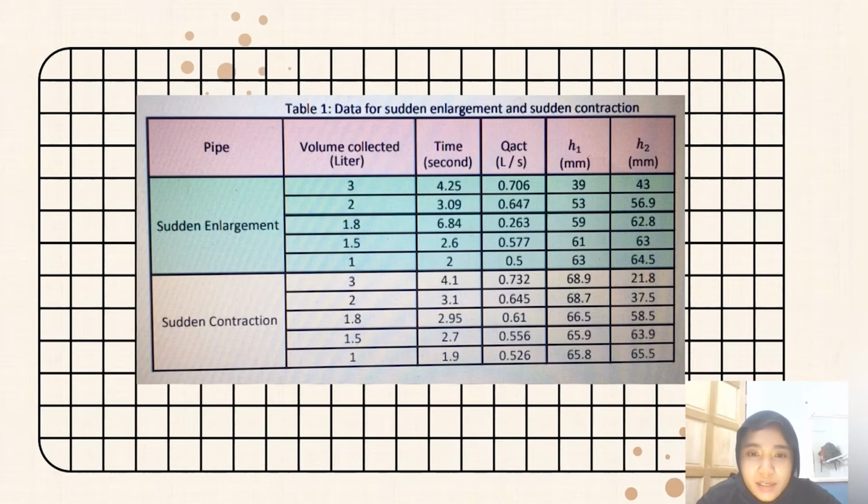As we can see in table 1, it is the data for sudden enlargement and sudden contraction. So, we need to find the Q actual and delta H. To find the Q actual, we take the volume collected divided by time. And then we get the Q actual. While to find the delta H, it is H1 minus H2.